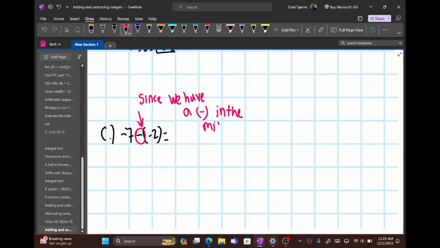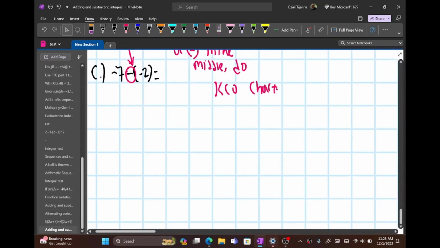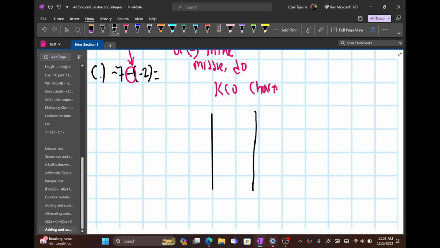in the middle, do KCO chart. So we're going to do the same thing here. We're going to do this KCO, put the original in here. So negative 7 minus negative 2. Now we're going to keep the negative 7. So keep the negative 7.